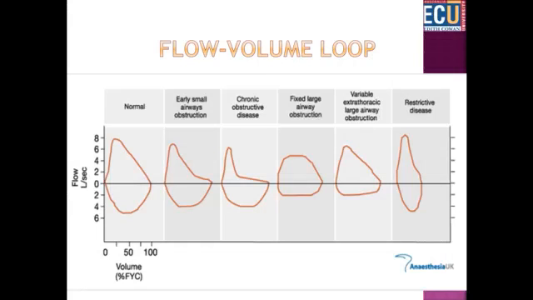So we can see in normal we can expire a lot of gas straight away, and then we can maintain it on a nice steady descent. However, we can see with early small obstructions it changes slightly. We can see the changes as we go through. So these are something that you may need to be aware of, guys.